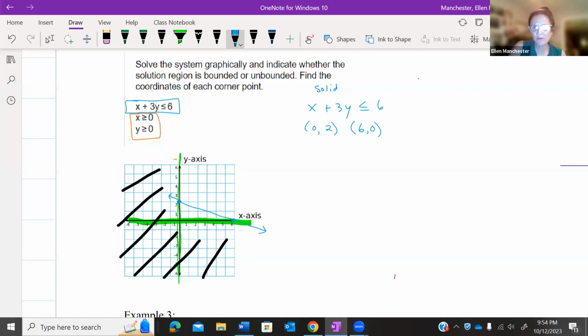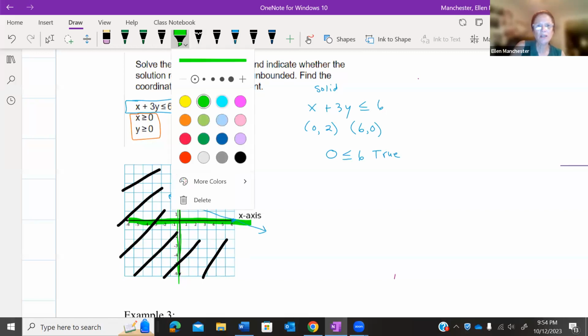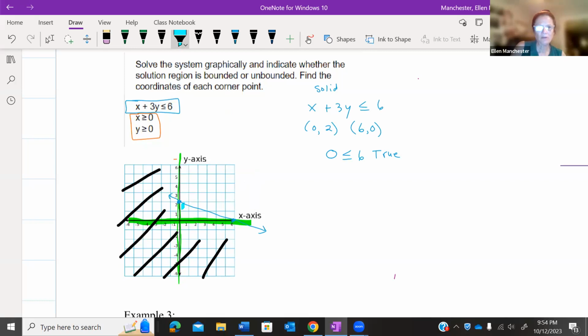And now I'm going to do my test point. 0 is less than or equal to 6. This is a true statement. So I am going to shade it. I'm going to try it this way. So remember, I'm shading, but I'm staying in the first quadrant. So it includes the line and the blue feasible region.